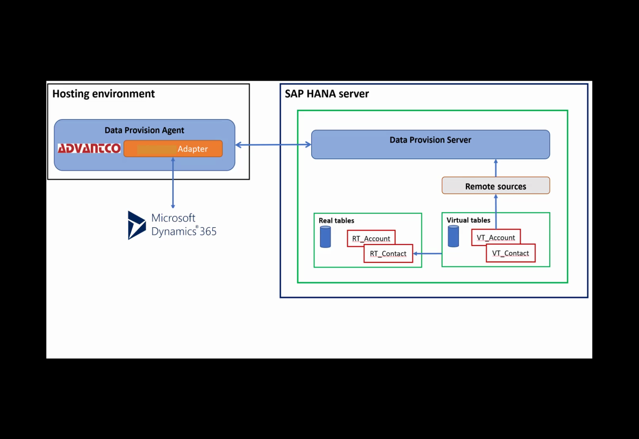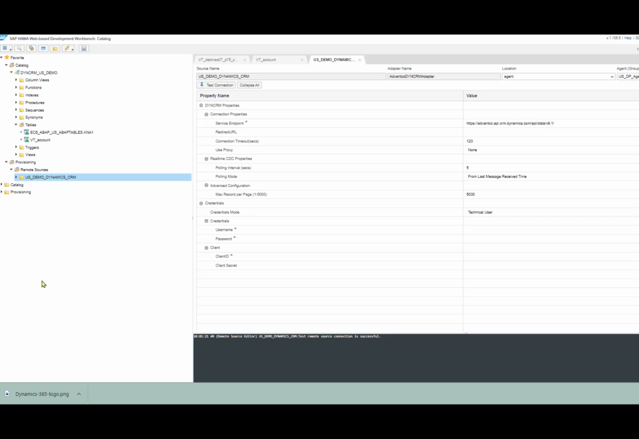The agent can be deployed on any environment, and after the adapter is deployed on the agent, we must register it with the server and create our remote source. Our remote source is our connection for this scenario, and in this case, it's our connection to Dynamics 365. And in our remote source, we must specify the adapter we'll be using and the location. As I mentioned earlier, it is deployed on the agent.